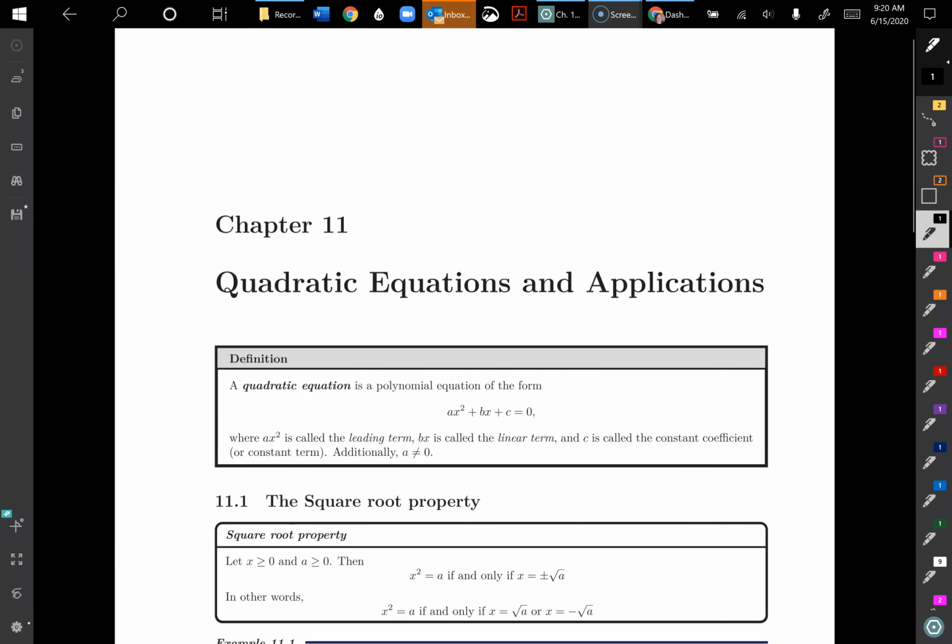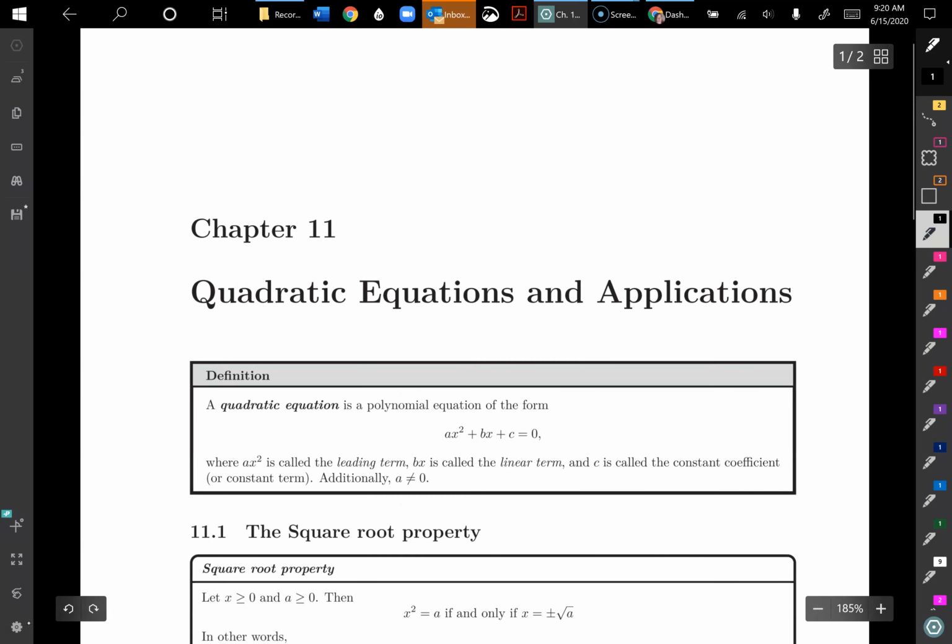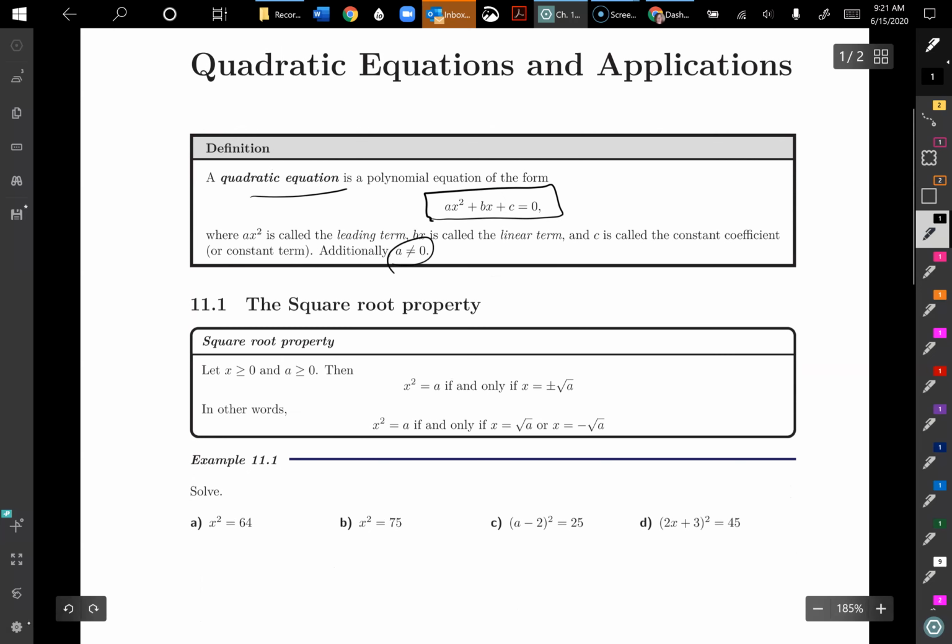Okay, in this video, we're going to look at some applications and we're going to look at quadratic equations too. So here we have the quadratic equation is a polynomial equation of the form ax squared plus bx plus c equals 0. And you've seen that format when we've been factoring in order to solve quadratics. So ax squared is the leading term, bx is the linear term, and c is the constant coefficient or constant term. And we wouldn't have a equals 0 because otherwise it would just be linear, not quadratic.